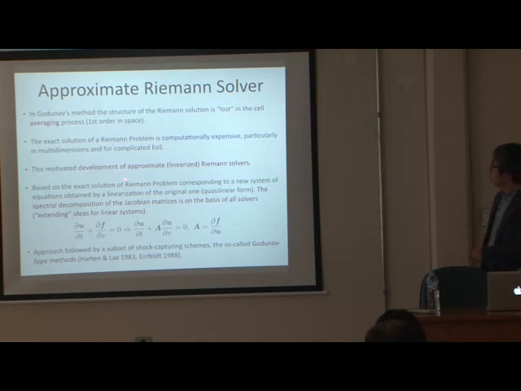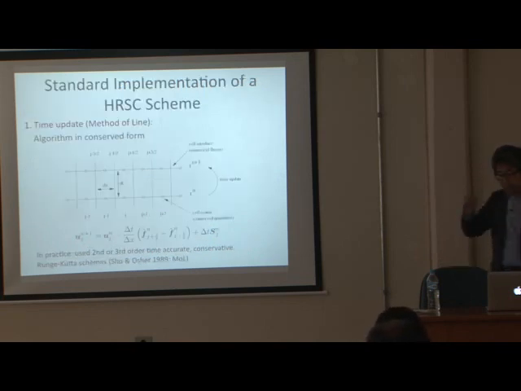Based on the exact solution of the Riemann problem, this corresponds to a new system of equations obtained by linearizing the original one. This is a quasilinear form. The spectral decomposition of the Jacobian matrix is the basis of all these solvers. This is an extension of the linearized equation idea, as shown above for the previous one. This is the same as A, the Jacobian matrix. This approach follows a subset of shock capture schemes, the so-called Godunov type of scheme. This is the standard implementation of the high resolution shock capture scheme.